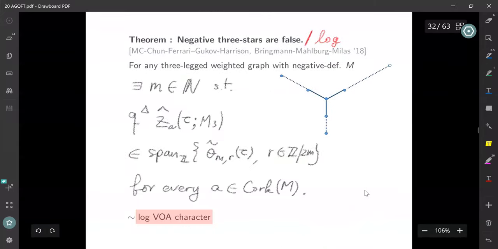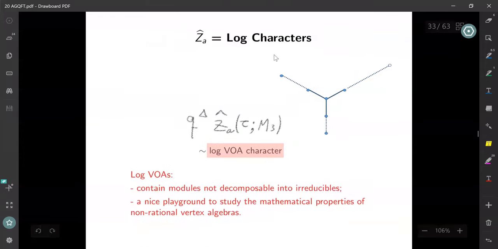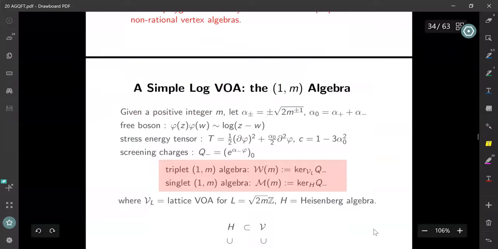We'll come back to this later. And I also mentioned the relation to logarithmic vertex algebras. So in this case, you can also prove that the Z hat invariants are always, up to an eta function, linear combinations of log VOA characters. So log VOAs, what are they? They're VOAs, but they're not rational. They contain some modules that are not decomposable into irreducibles. And hence they're pretty fun to study.